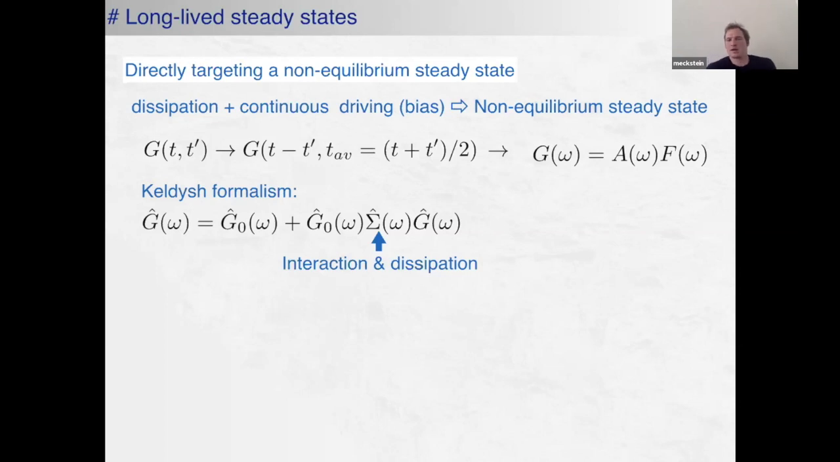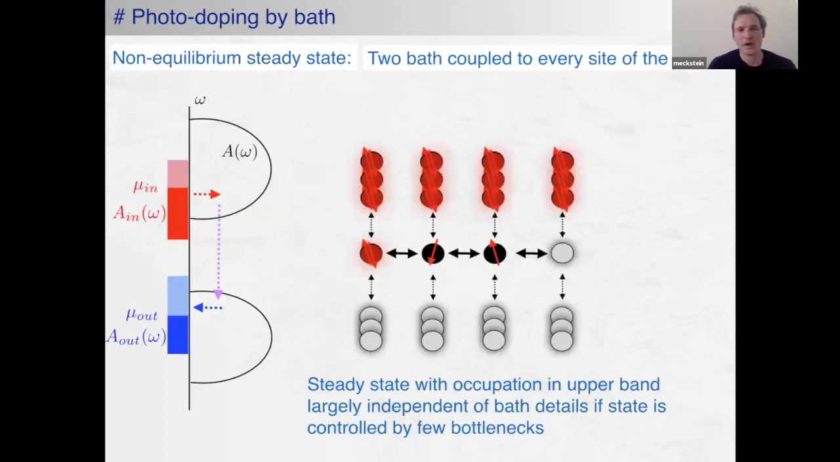And this can be targeted directly also in the Keldysh formalism and also within a DMFT framework. So what does it mean for this kind of photo-excited state? We would like to have a state which has a population or stable population in the upper band. So the way in which we can establish it is by attaching, you can imagine, to each site of your model, a bath.